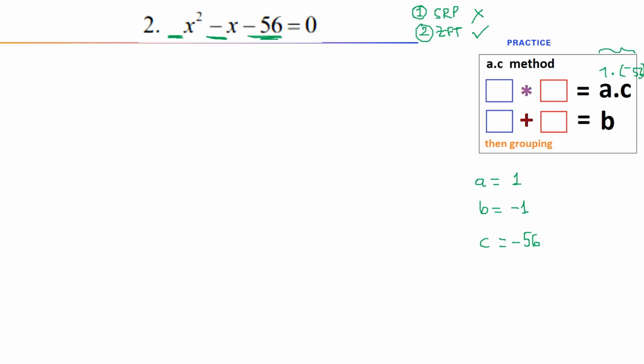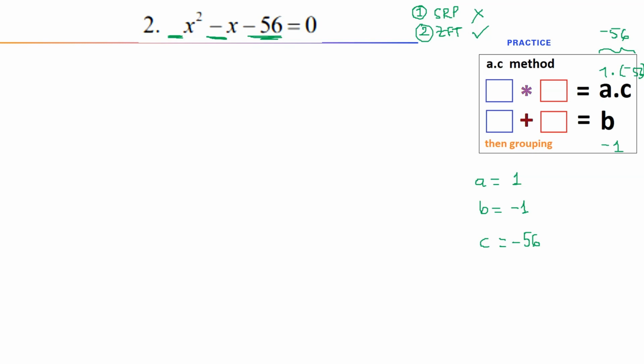So the product is negative 56, and then B is negative 1. So what are the two numbers? You can think about it: the product of the two numbers is negative 56 and their sum is negative 1.